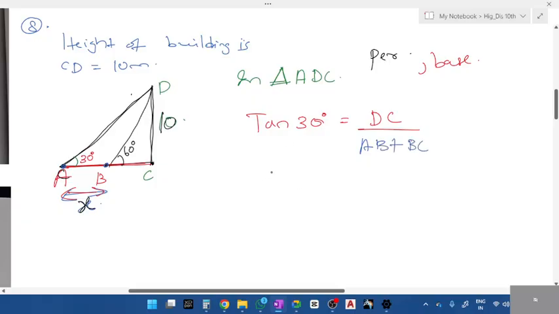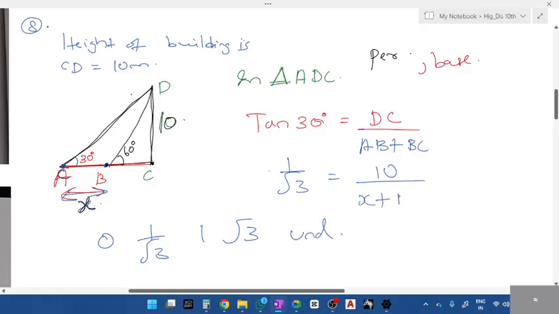Next. What is tan 30? Don't look at the table, students. By now you all should have memorized. 0, 1 by root 3, 1, root 3, undefined. So what's the answer? Very good. 1 by root 3 equals 10 by AB, take it as x plus BC. Clear?